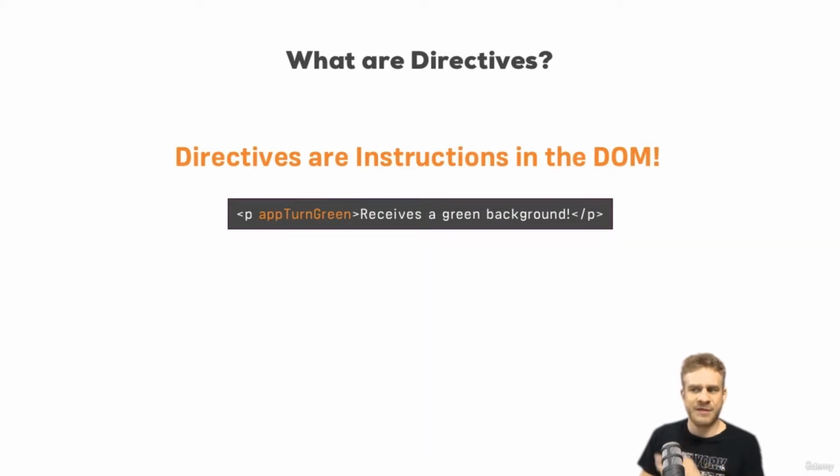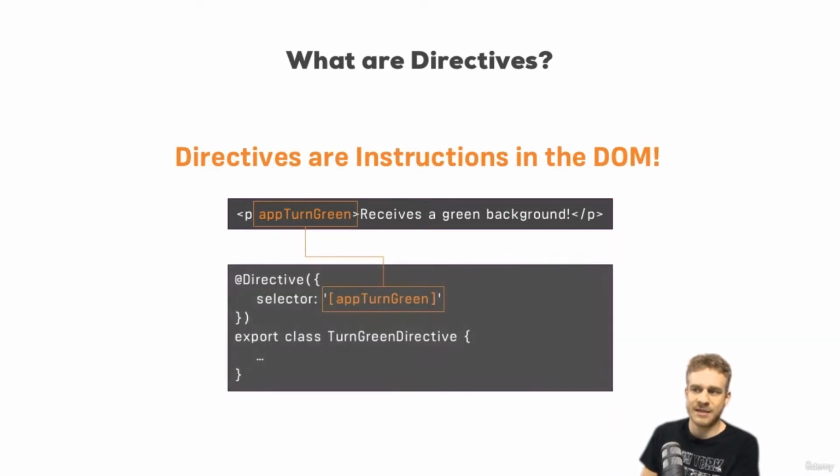And on this paragraph, this directive might simply color the text green, you could say. So Angular would find this instruction. Here we would have defined our directive with the directive decorator to inform Angular that this class holds a directive. And there we might have the logic to turn this green.